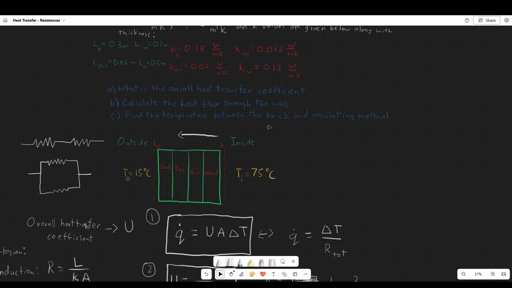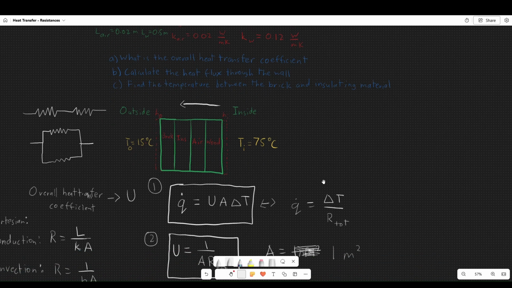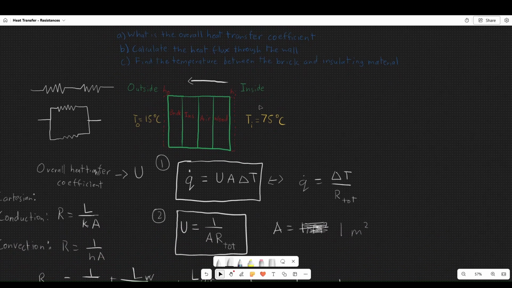So find the temperature between the brick and insulating material. How do we do this? Well, we know that the heat flows from inside to outside. So it has to go through this boundary layer, has to go through the wood, has to go through the air, has to go through the insulating to get to this middle surface. And so we have this equation where Q dot equals U times A times delta T. Well, Q dot is conserved. So the heat flux throughout any of these materials, since it's at steady state, has to be the same.